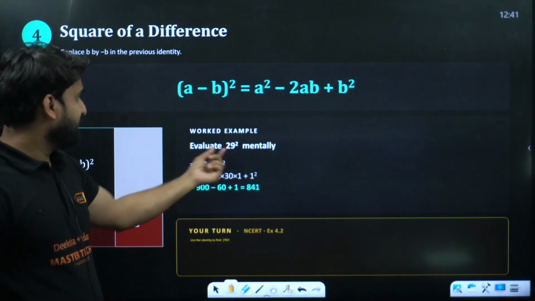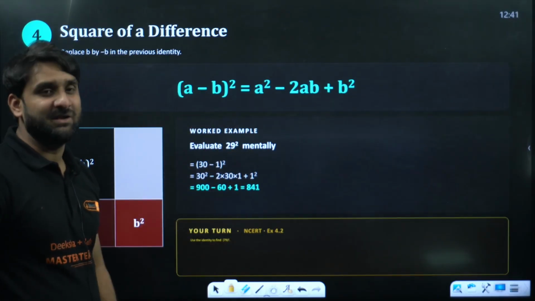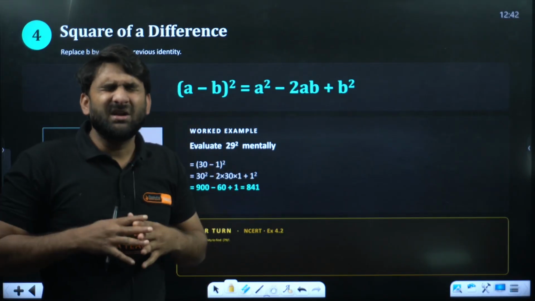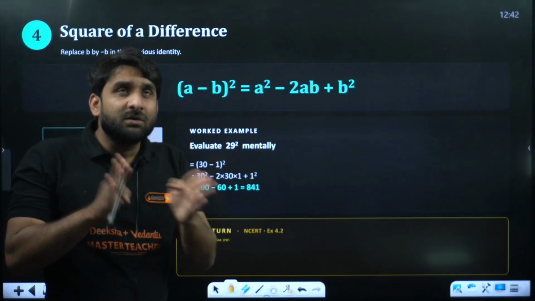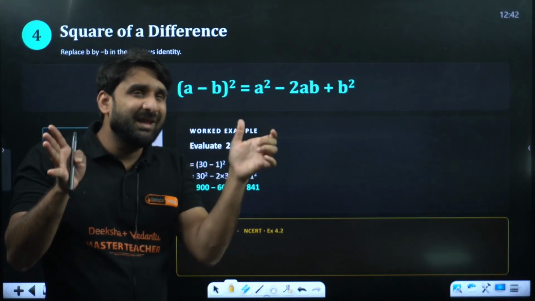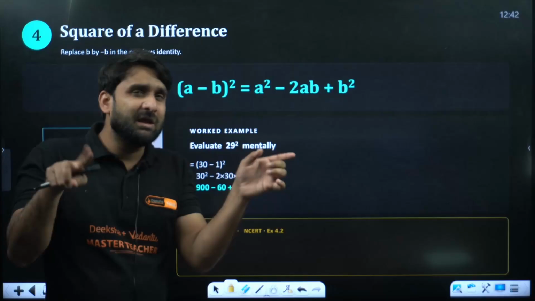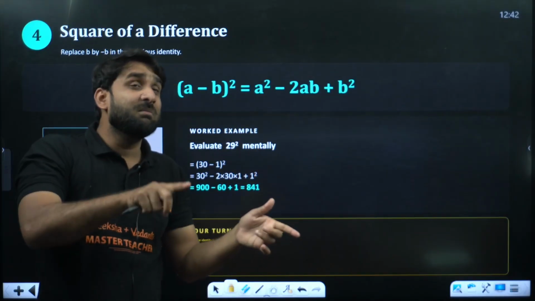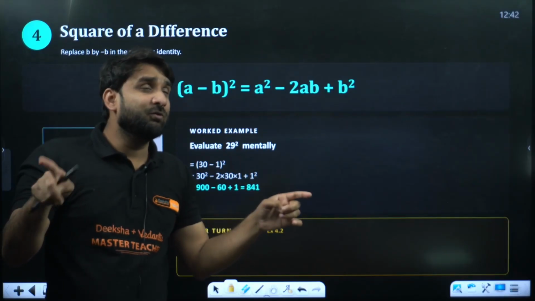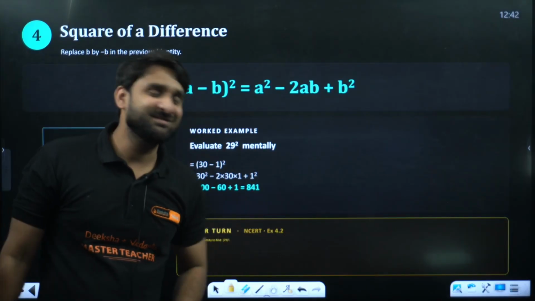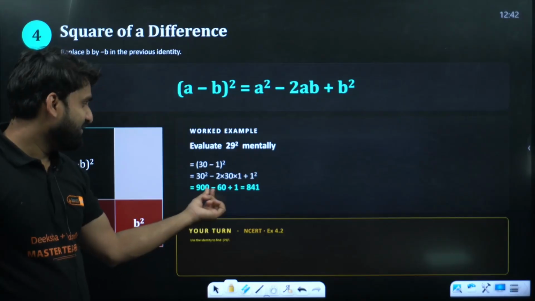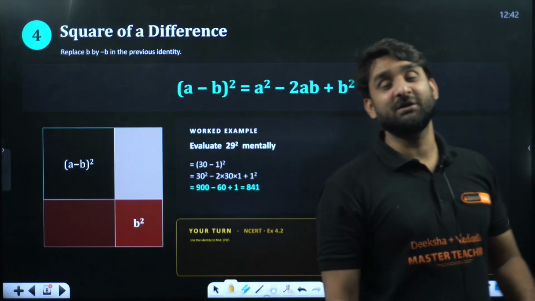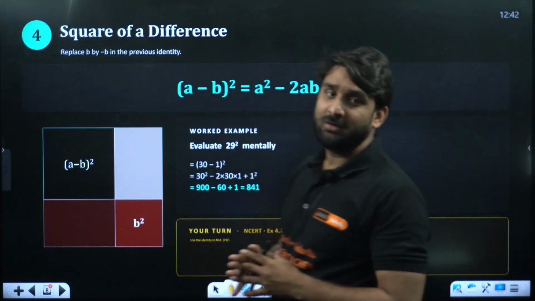For example, evaluate 29 square mentally. Mentally means without using pen and pencil. Solve it in your mind. So 29 can be written as 30 minus 1 whole square. So 30 is A, 1 is B, so that looks like A minus B whole square. 30 square will be 900, 1 square will be 1, so 901, minus 2AB. It means 2 into 30 into 1, which is 60. So 901 minus 60 will be the answer, which is 841. So we can solve questions mentally, without pencil or pen, if you remember the identity.